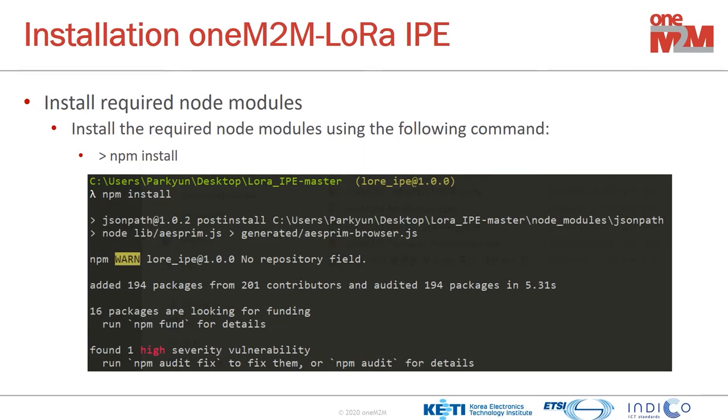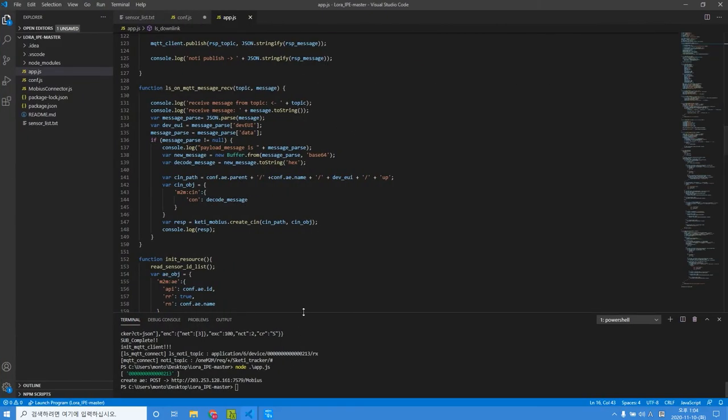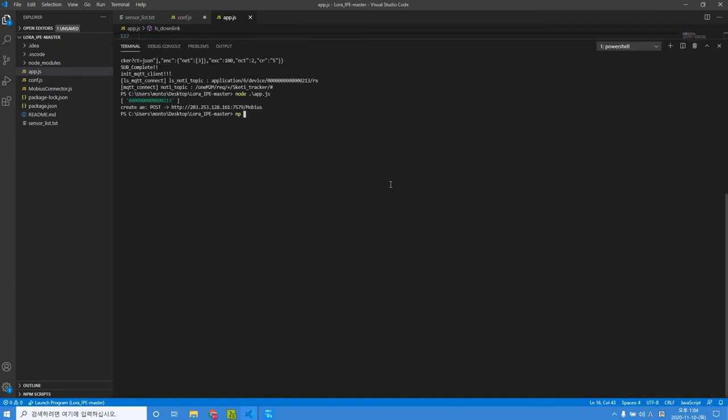And of course, once you download the source code with git clone or the zip file from the GitHub website, you should install the other packages in the folder. And when you run it, you will see some logs. Let's see what happens when we run this LoRa IPE, because in the initialization procedure, there will be several resources created in the oneM2M platform. So the first thing to do is the installation, and we run it.